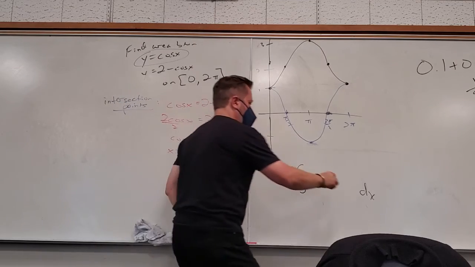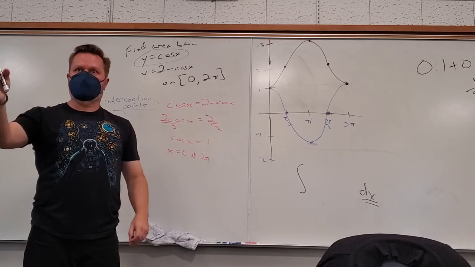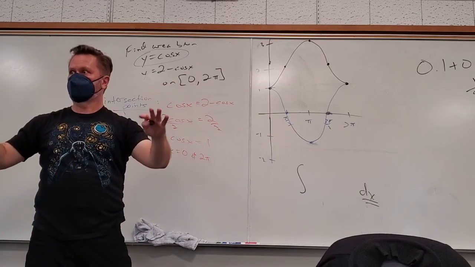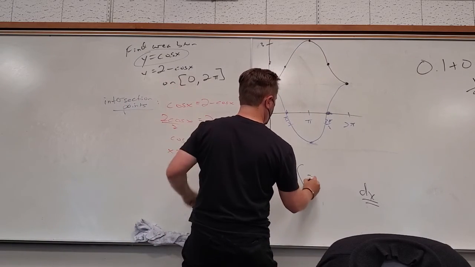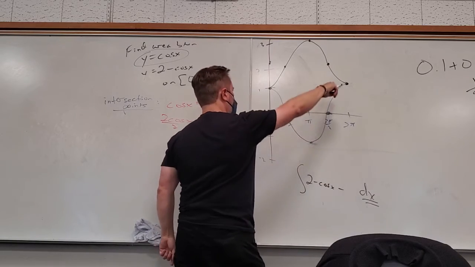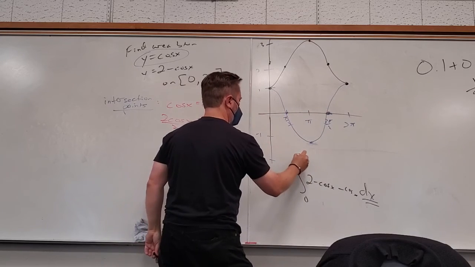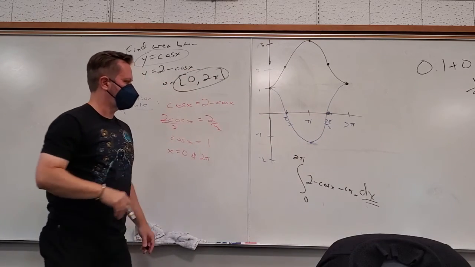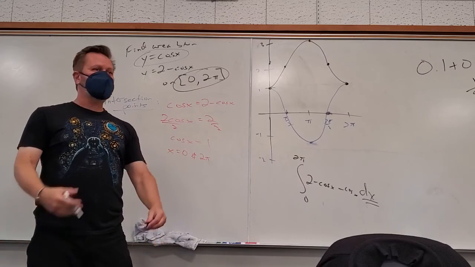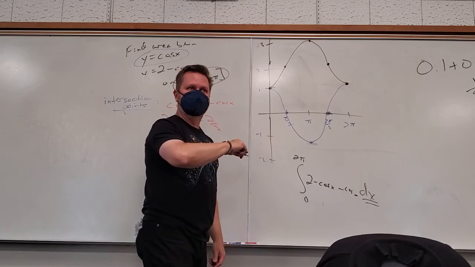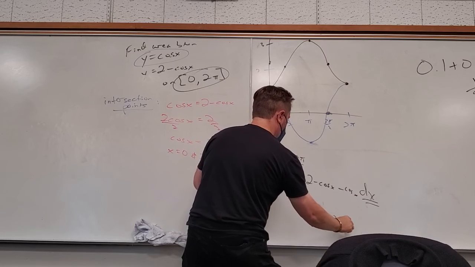So the biggest thing in most of chapter 6 is, will it be integral dx, or will it be integral dy? That sets up a lot of things. What function's on top? 2 minus cosine. So we said from 0 to 2 pi. Now we should be at the point where this is the simple shift. So I get 2 minus 2 cosine x.